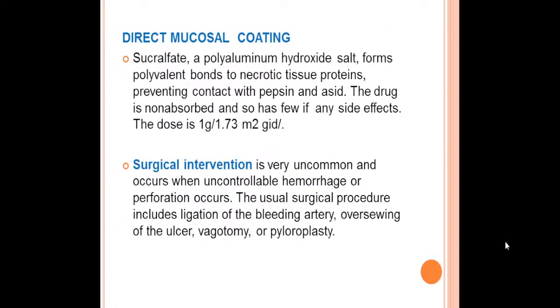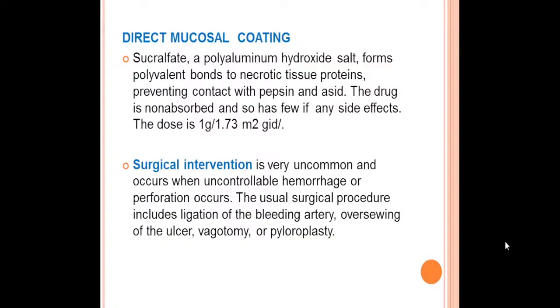Direct mucosal coating. Sucralfate, a polyaluminum hydroxide sol, forms polyvalent bonds to necrotic tissue proteins, preventing contact with pepsin and acid. The drug is non-absorbed and so has few, if any, side effects. The dose is 1 gram per 1.73 meter square. It is the standard meter square in the human.